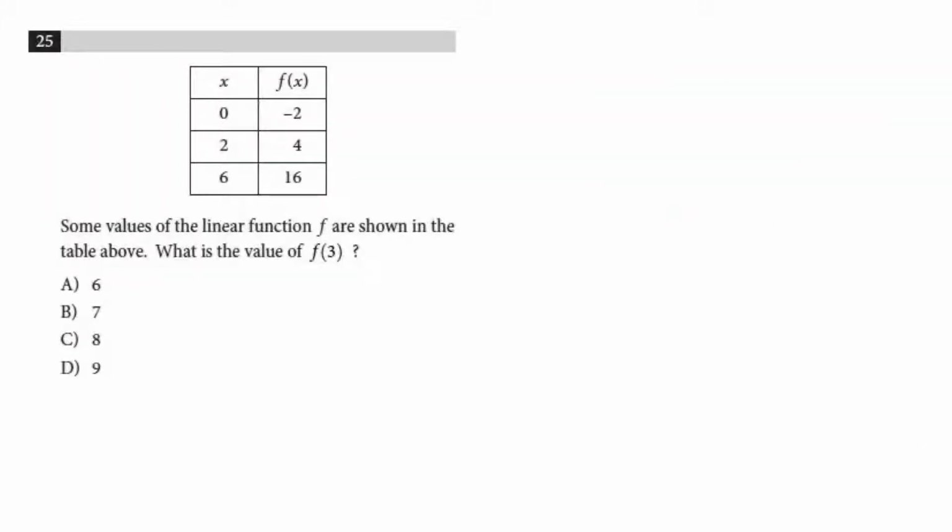25. Some values of the linear function f are shown in the table above. What is the value of f of 3? Well, it's very significant that they tell us this is a linear function, so we can assume that the rate of change in between all the data is constant. So what is the rate of change?